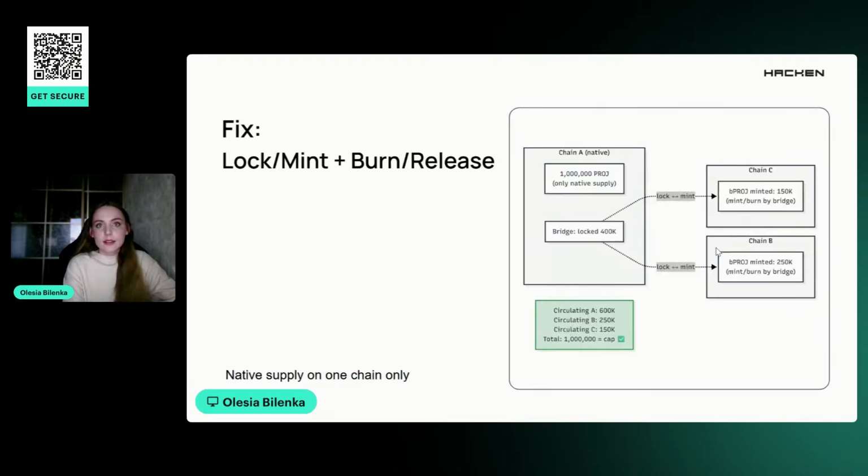The fix is native supply on one chain only, so on chain A. Every other chain uses a bridged representation, minted and burned by the bridge. So the sum of the supplies on each chain is equal to the defined cap in the tokenomics, always.